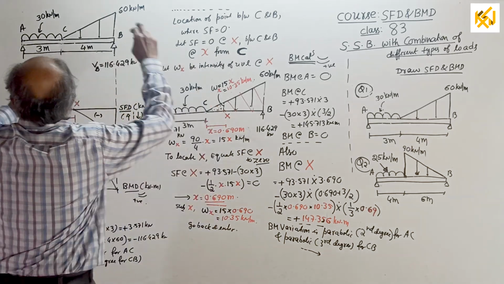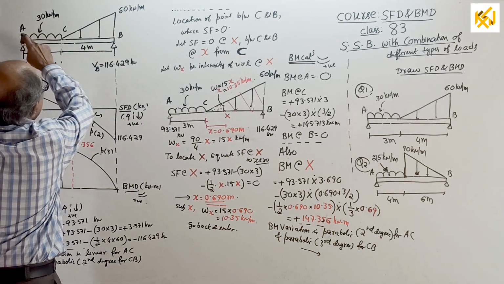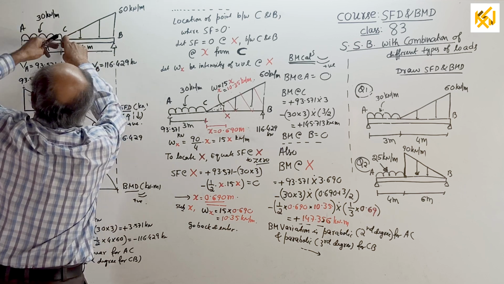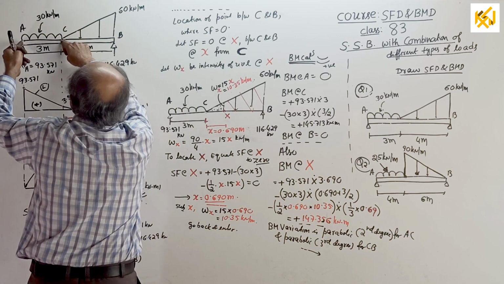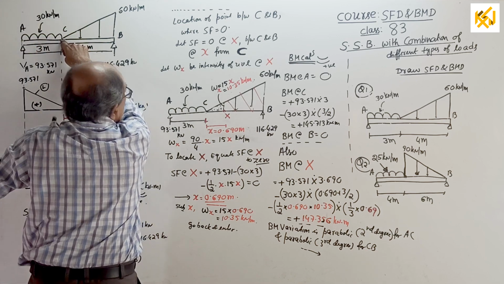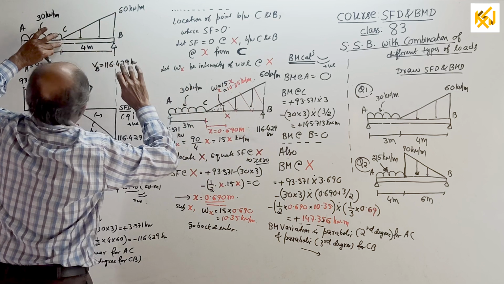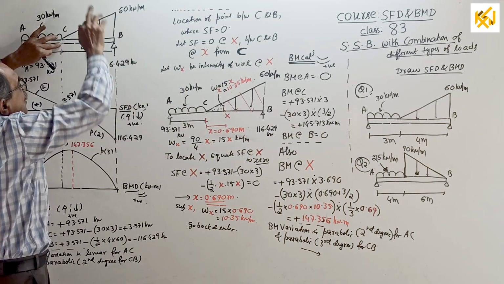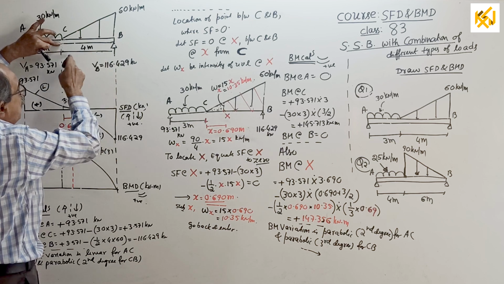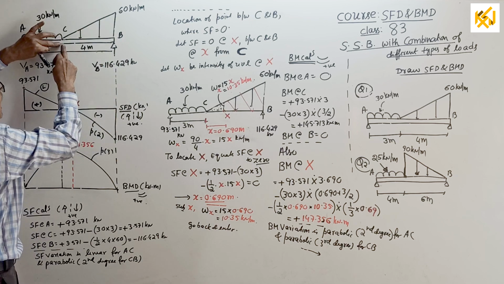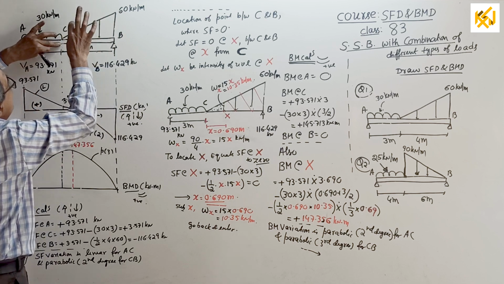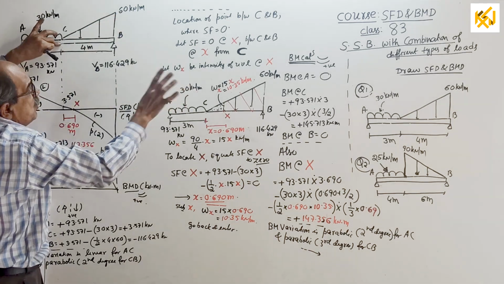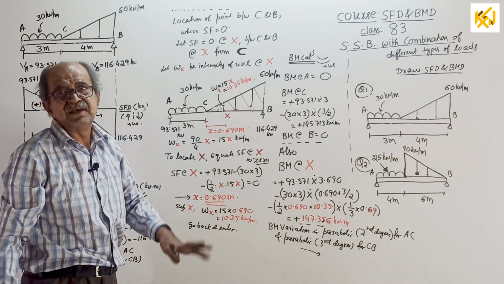Start. BM at A, 0, look this side. BM at C, look this side: plus 93.571 into 3 minus 30 into 3 into 3 by 2. You will get the answer. Or if you want, make a note. If you look this side, no problem: plus 116.429 into 4 minus half into 4 into 60 into, the resultant, the total load, will pass here, 2/3 of 4. You will surely get the same answer.